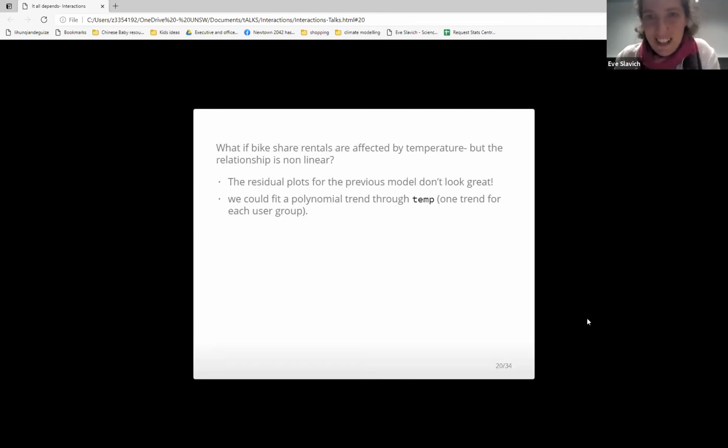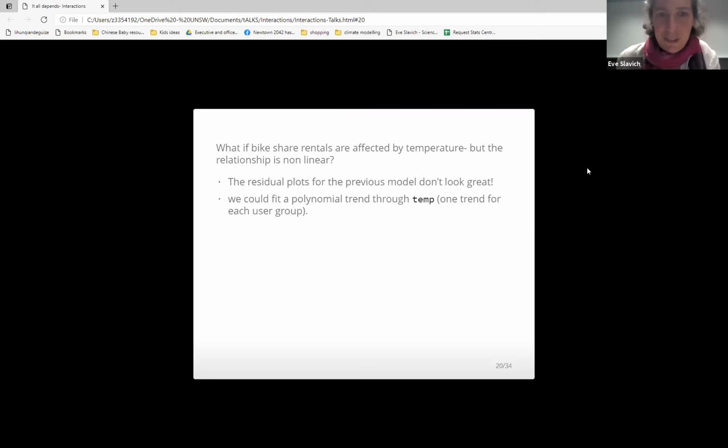Okay, so I did go a little bit gung-ho with these slides. I'm not sure if I'm going to get through them all, but I'm at least going to get through this next example, which is what if bike share rentals are affected by temperature, but the relationship is nonlinear? So I thought I'd go into a slightly more complicated interaction example where the results are harder to interpret.